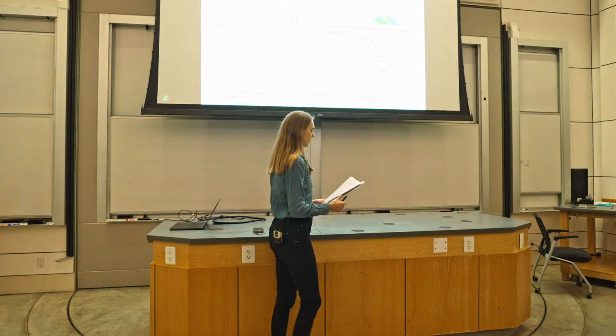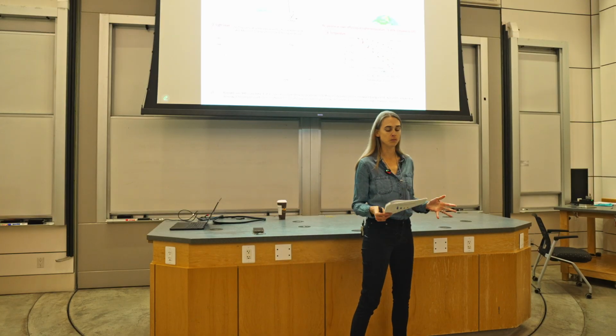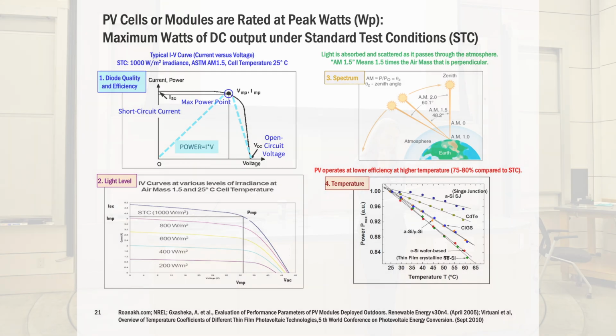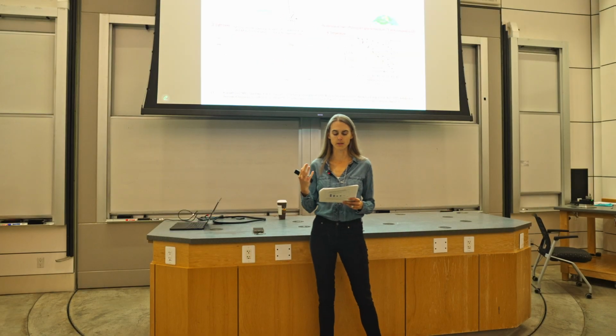So let's talk about what affects the capacity of a PV panel. The maximum power output of a PV panel is typically measured under what are called standard test conditions, which is 25 degrees Celsius at an irradiance of 1,000 watts per meter squared, which is basically the irradiance at the equator, when the sun is at a 90-degree angle to the Earth. And also with an air mass of 1.5, which means very little particles in the atmosphere to disrupt the sunlight.